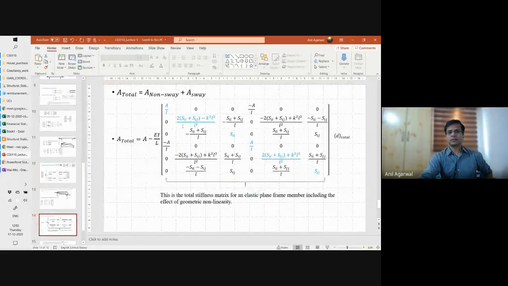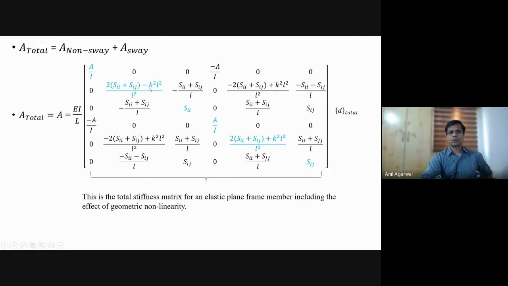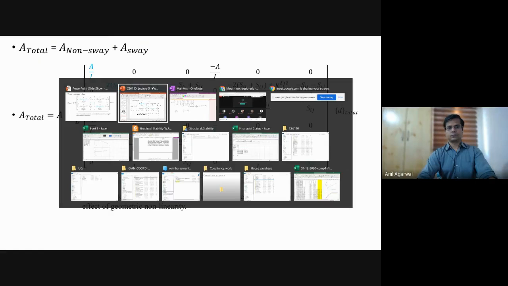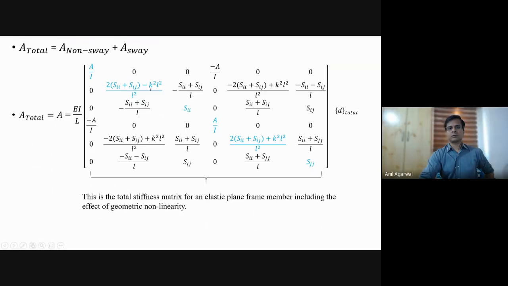What I get is, can you see my screen? So earlier we had this term of 2 Sii Sij divided by L square. That was without the sway effect. With sway, I'll bring in this minus K square term, basically. Right? EI by L is already outside, minus K square term, which is what I've got here.